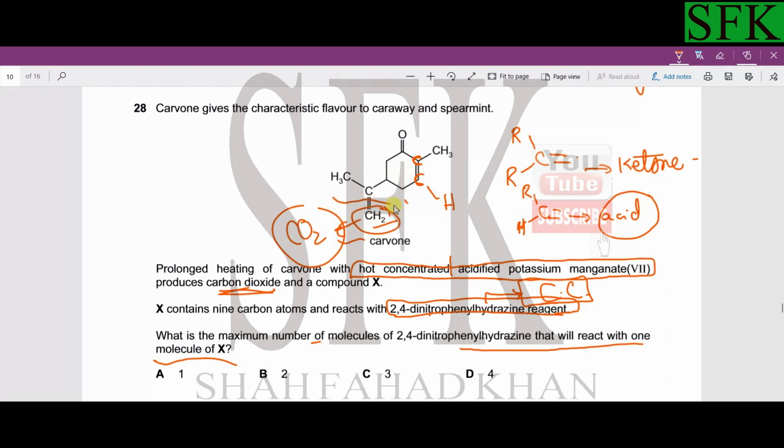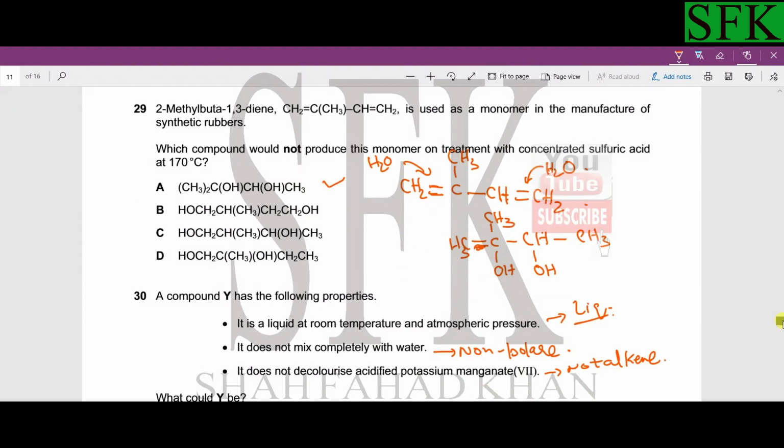Now, if it breaks, this carbon atom will give you a ketone because it's attached to two alkyl groups. You already have one ketone in there as well, and this carbon atom will also give you a ketone. So we have three ketones in there, and this carbon atom will not give you a ketone. This will actually give you a carboxylic acid because you have this configuration. So we have three ketones, therefore three molecules of 2,4-DNPH are required, and C is the answer because 2,4-DNPH only reacts with carbonyl compounds.